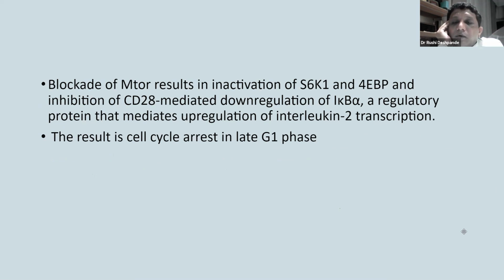So blockade of the mTOR results in inactivation of certain molecules, which inhibit the interleukin-2 transcription. Now, interleukin-2, we all know, is a proliferating signal for T cells. So anything that is blocking the interleukin-2 transcription, by whatever downstream mechanisms, will ultimately lead to reduction in the T cell response. So it arrests the cell cycle in the late G1 phase.